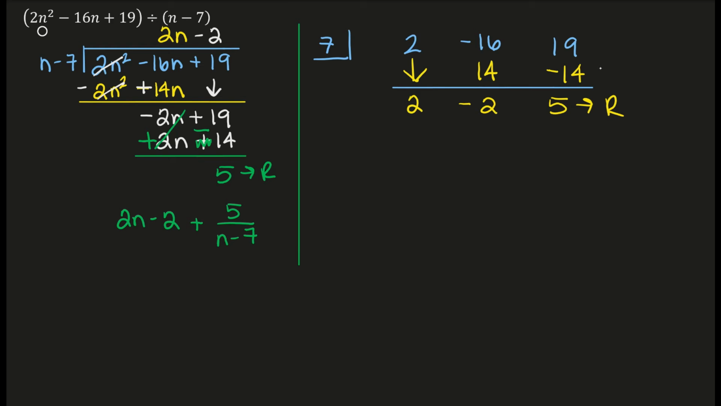Here, because in my problem I started with n squared, that means this first coefficient is just going to be the n. And then this 2 will be the constant, and the 5 will be the remainder. So you'll have 2n minus 2. The remainder is positive, so I'll say plus 5 over n minus 7. So you see that you're getting the exact same answer using the two different methods.